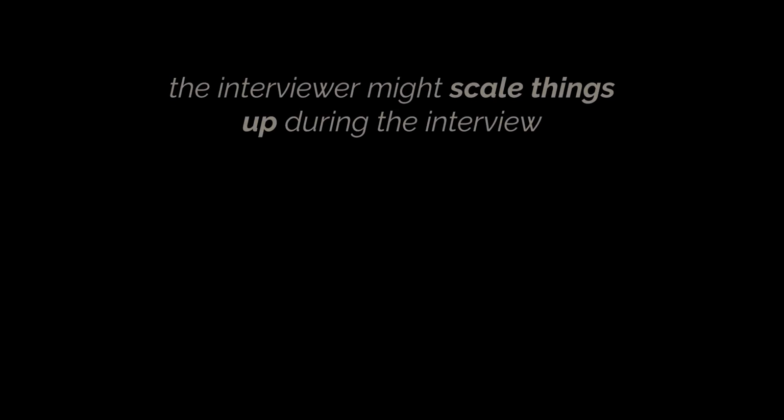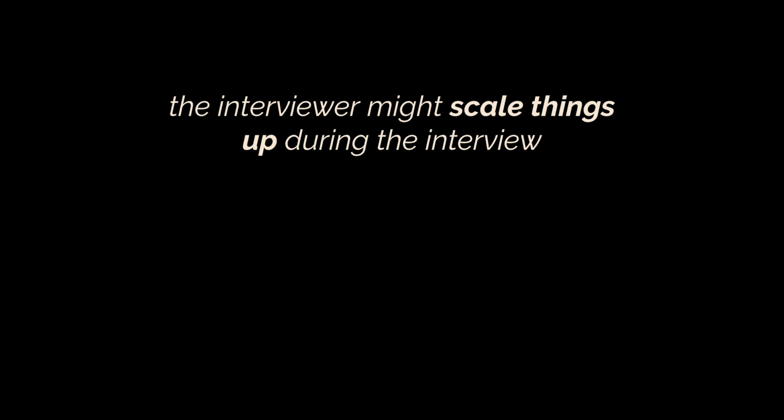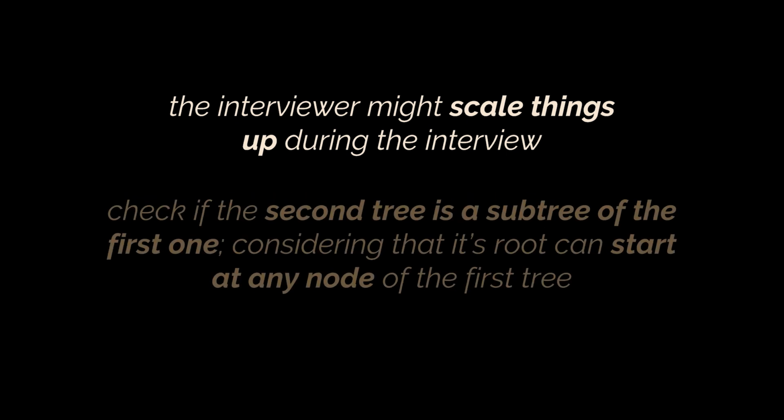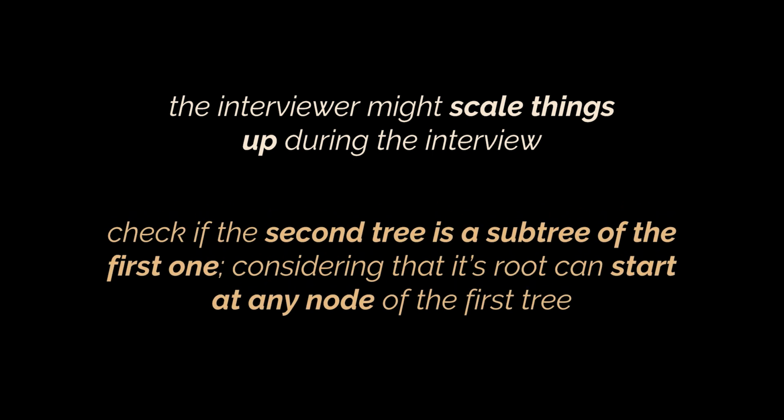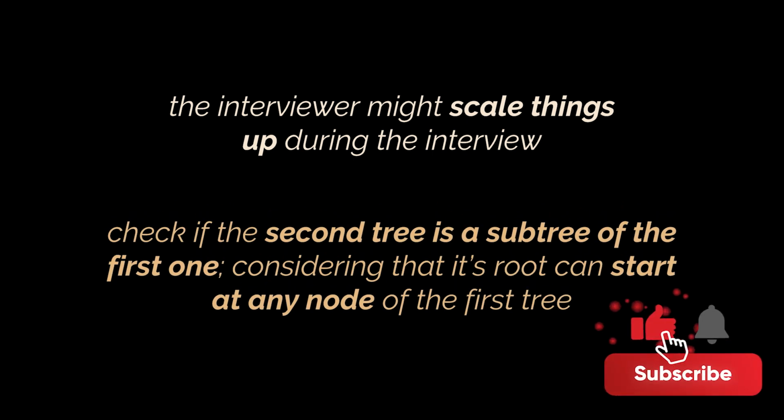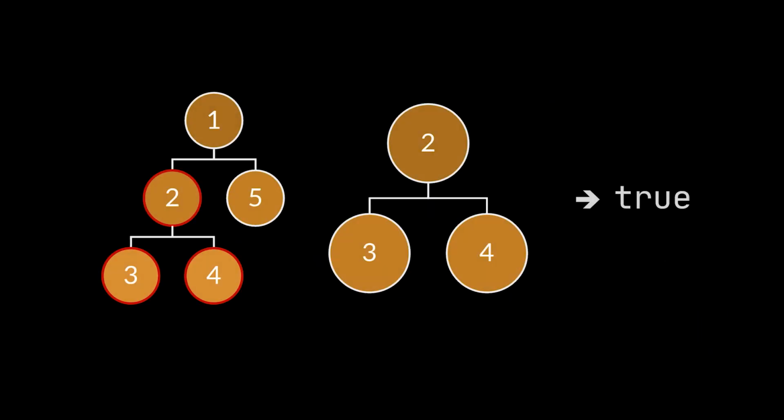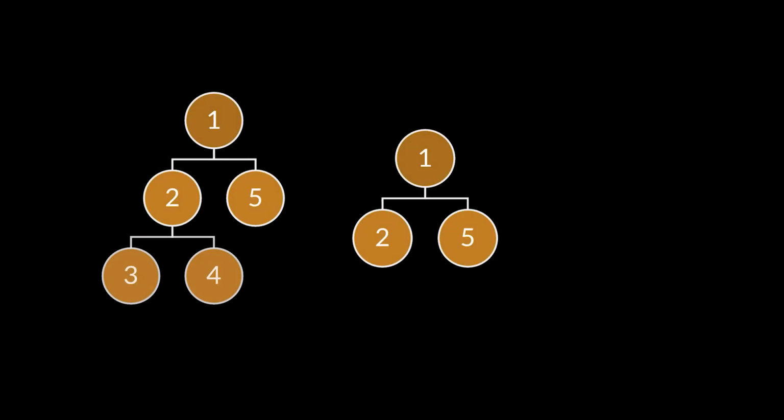Now, after you solve this problem, the interviewer might choose to scale things up, and instead of asking you to check if both provided trees are the same, they might ask you to check if the second tree is a subtree of the first one, considering that its root can start at any node of the first tree. For example, given these two trees, the second might indeed be considered a subtree of the first. However, in the second example, the second tree provided is not a subtree of the first.